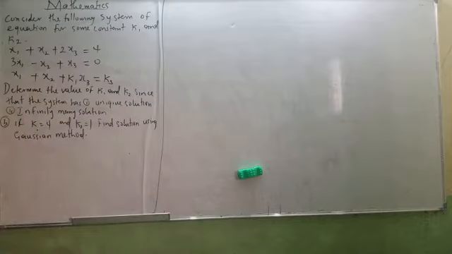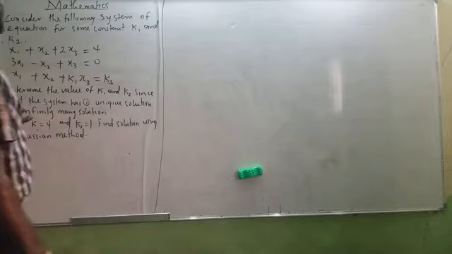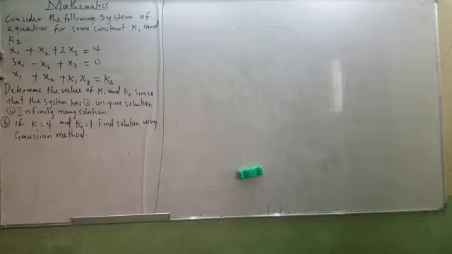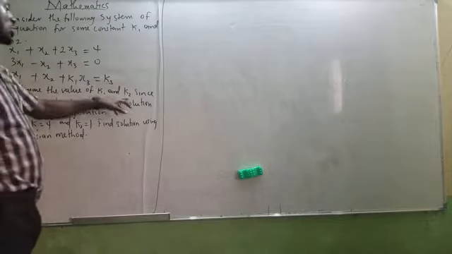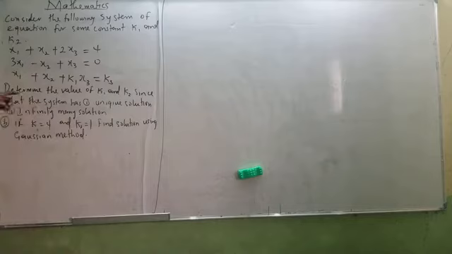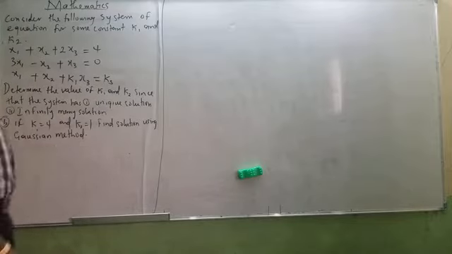Consider the following system of equations for some constants k1 and k2. Now, what differentiates this from the first one is there is k1 and there is k2. This is a system of linear equations. Determine the values of k1 and k2 such that the system has: 1, a unique solution; 2, infinitely many solutions. B, determine, if k1 equals 4 and k2 equals 1, find the solution using the Gaussian method.